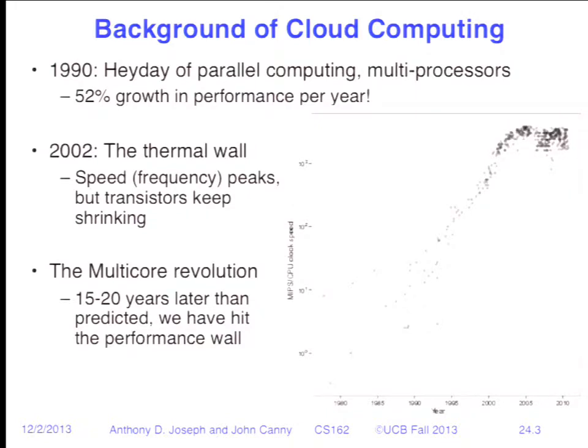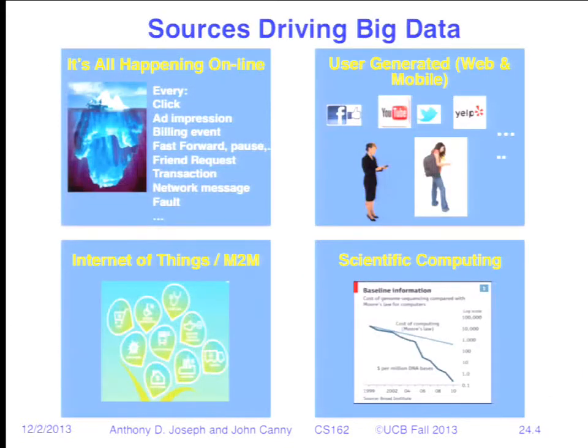Okay, so this is the hardware side. On the other side is the data. And the data, people are calling it big data. It's really like the data tsunami. Data comes from all sorts of different places. Everything we do is happening online. Today is Cyber Monday. Everybody's shopping online right now, hopefully not here in class. But every click that you make on the web gets recorded. Every ad that gets shown to you gets recorded.